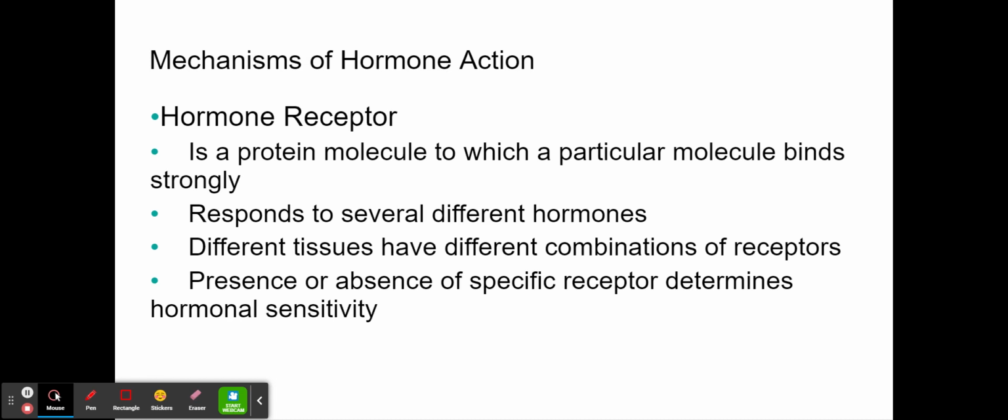For every cell, the presence or absence of a specific receptor determines the cell's hormonal sensitivities. If a cell has a receptor that can bind a particular hormone, that cell responds to the hormone. If a cell lacks that receptor, the hormone has no effect on that cell. Hormone receptors are located either on the plasma membrane or inside of the cell. And next, we'll use a few examples to consider the basic mechanisms that are involved in that.